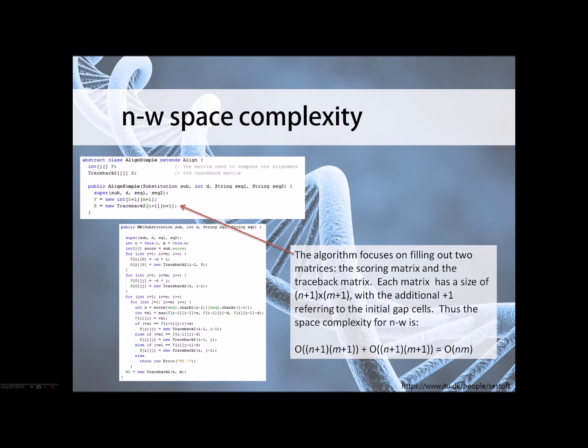The space complexity is relatively simple to calculate for the NW algorithm. Because it focuses on two matrices of size n plus 1 times m plus 1, the space complexity is just O of 2 times n plus 1 times m plus 1, which just turns out to be O(n times m).